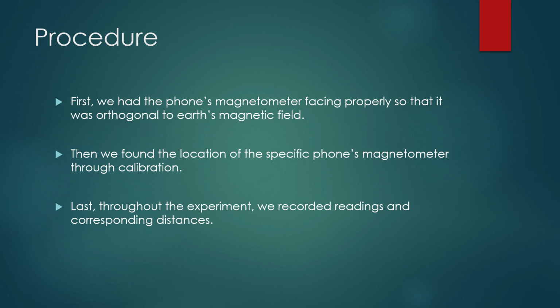First, we had the phone's magnetometer facing properly so that it was orthogonal to Earth's magnetic field. Then we found the location of the specific phone's magnetometer through calibration, and then throughout the experiment we recorded readings and corresponding distances.